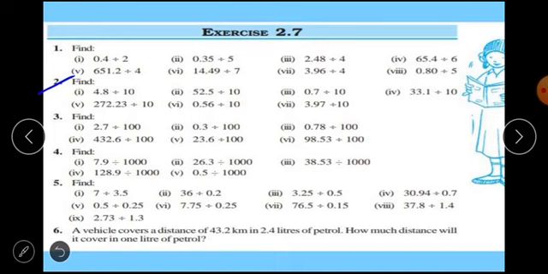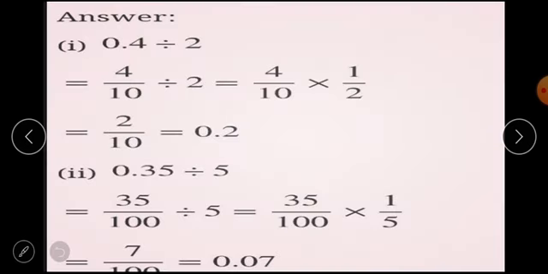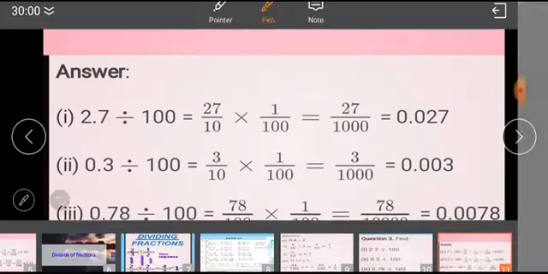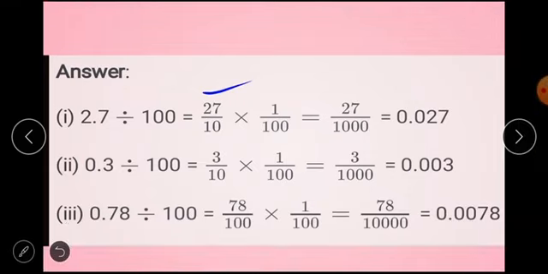And now I am explaining the third question here. The third question is: find 2.7 divided by 100. So how can we do it? 2.7 you can write as 27 upon 10. After removing the decimal, you will write 10 in the denominator. 100 you can write as 100 upon 1, and division will be changed into multiplication. So you will take the reciprocal of the next number. So it will be 1 upon 100.